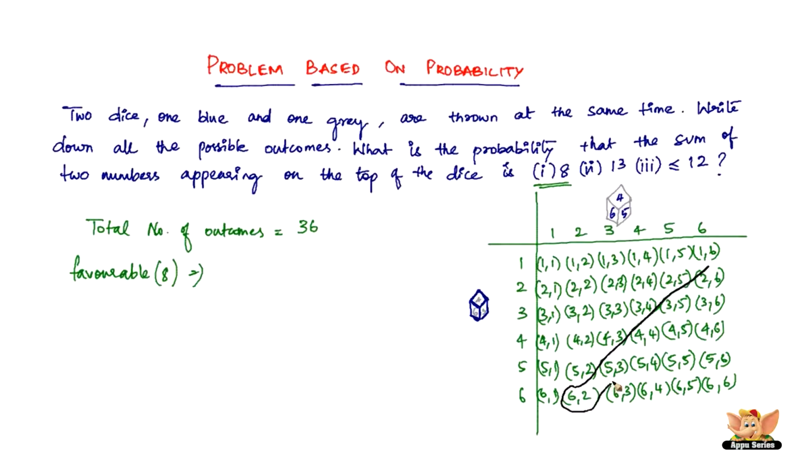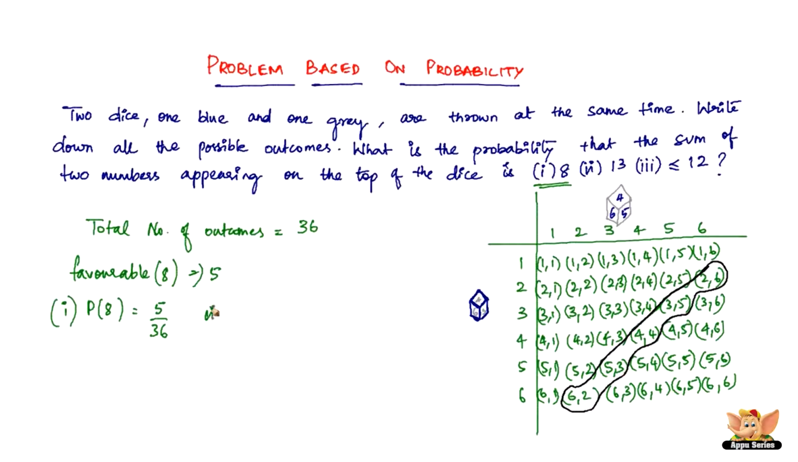So here we are. We get so much, right? There are 1, 2, 3, 4, 5. So the total number of favorable outcomes for us to get 8 is 5. Nothing else, you can check it. So what is the probability of getting an 8? It's going to be 5 on 36. So the probability that the sum of the two numbers appearing on the top of the dice is 8 is 5 by 36. And this is the first one.